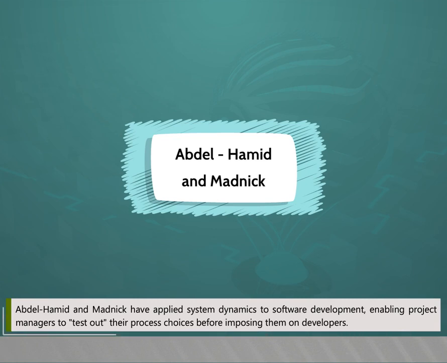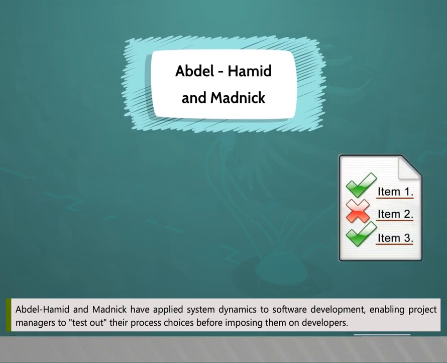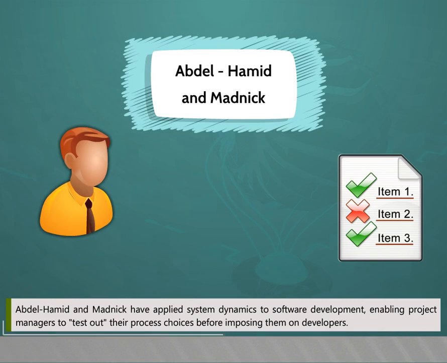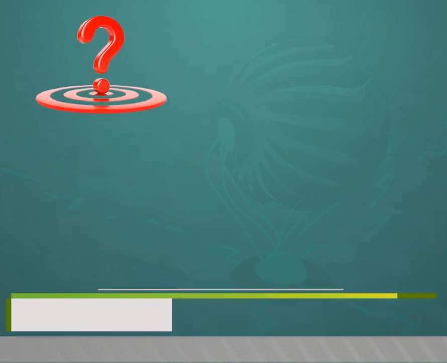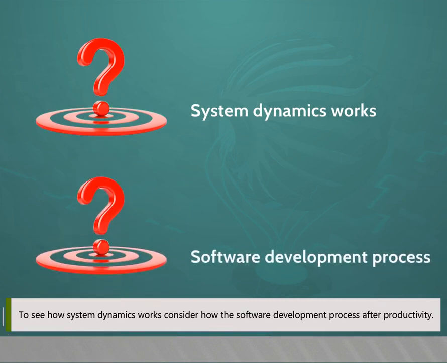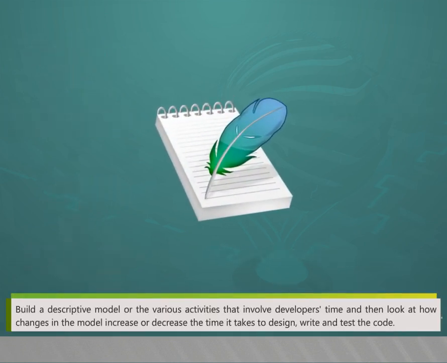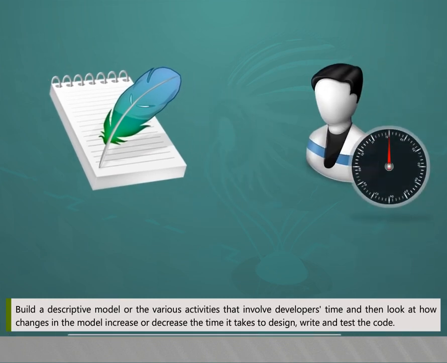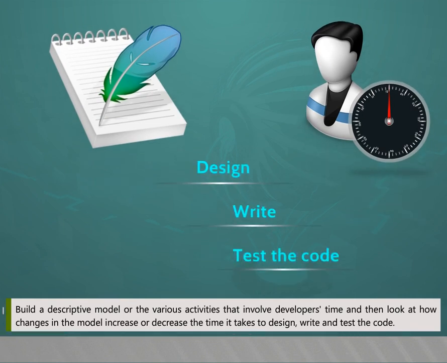Abdul Hamid and Madnick have applied system dynamics to software development, enabling project managers to test out their process choices before imposing them on developers. To see how system dynamics works, consider how the software development process affects productivity. Build a descriptive model of the various activities that involve developers' time, and then look at how changes in the model increase or decrease the time it takes to design, write, and test the code.